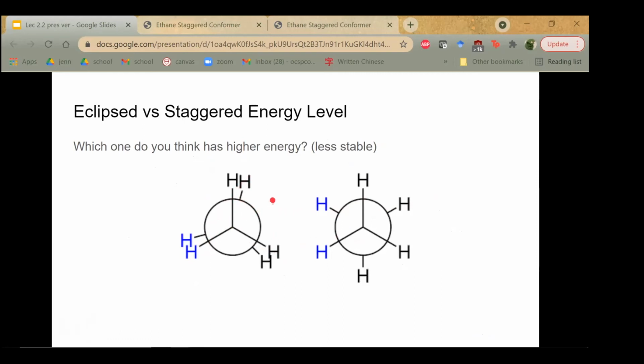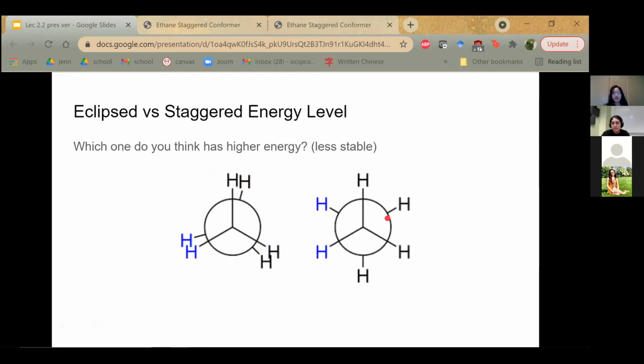What's the difference between this form where the hydrogens are overlapping and this form where the hydrogens are staggered? We call the overlapping form the eclipsed conformation. And once again, this is the staggered conformation. So what is even the difference between the two? The thing is that they actually have a difference in energy levels.